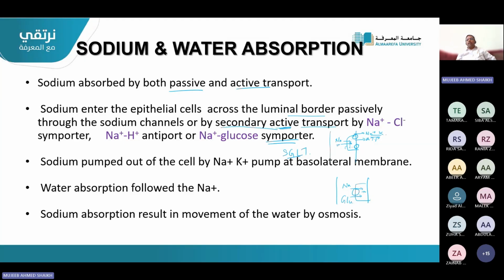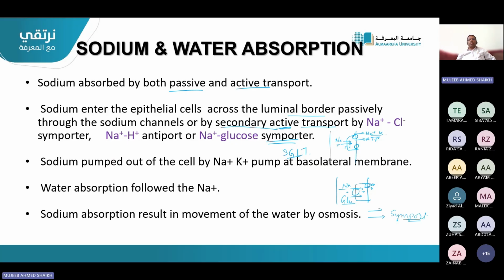Why will it transfer? Because of the sodium potassium pump which is functioning here. So energy is utilized at the basolateral border, whereas there is no energy utilization at the surface or luminal side. That's why it is a secondary active transport, and both of them are moving in one direction, from outside to inside. We call it symport.